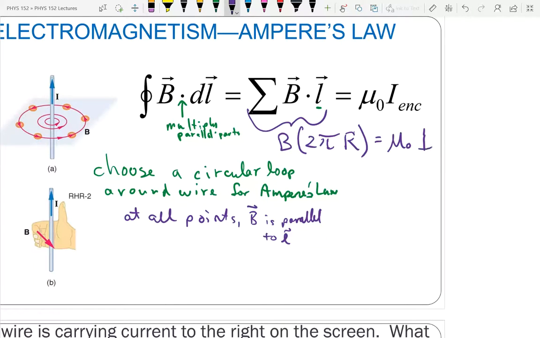And then times the current that is going through my loop. So if I treat this loop like it's a piece of rubber that's stretched along the loop, I say how much current is going through that rubber. So I have one wire going through that piece of rubber in my mind. And so the current is just going to be the current going through that one wire.